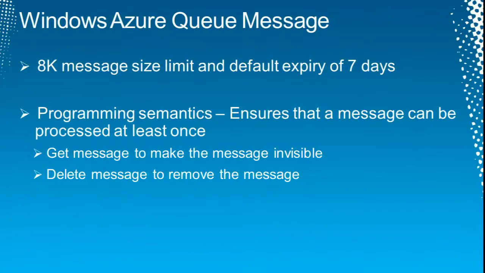When you want to process this message, we have this two-phase processing. The first phase just gets the message. It doesn't delete it. All you need to do is give an invisibility timeout with it, and this message is not going to be visible to anyone who's going to do a get. Once you process your message, you need to delete it.